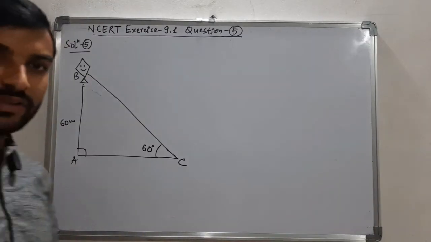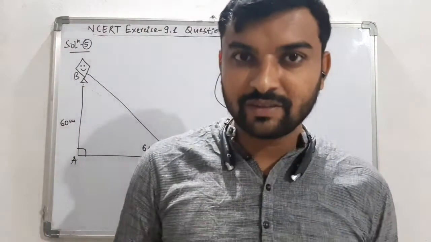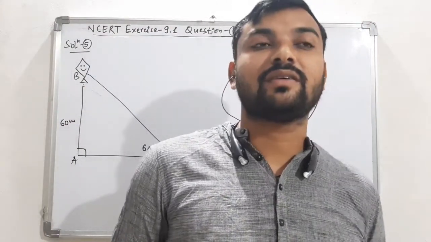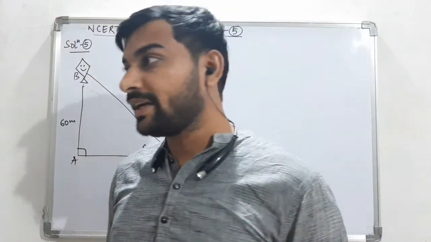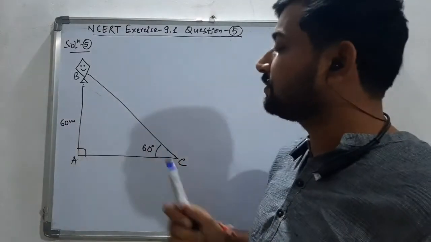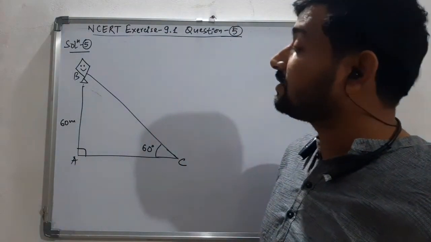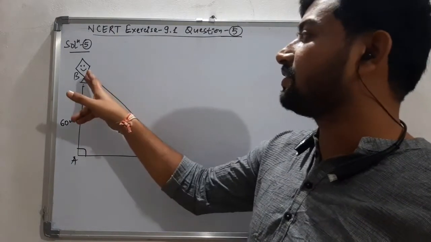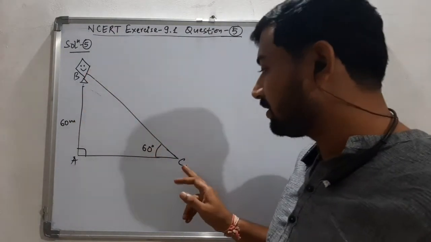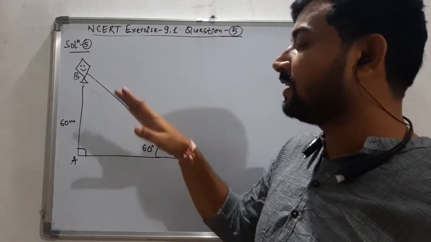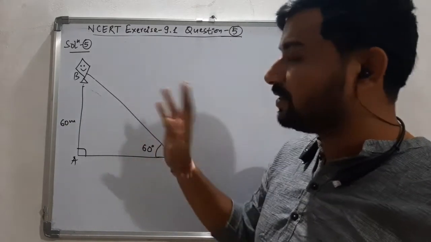So let us come to the next question of your exercise, that is question number 5. It is about the kite which is flying at a height of 60 meters. Now the string of the kite is attached to the ground at a point C, which is making an angle of 60 degree with the ground.